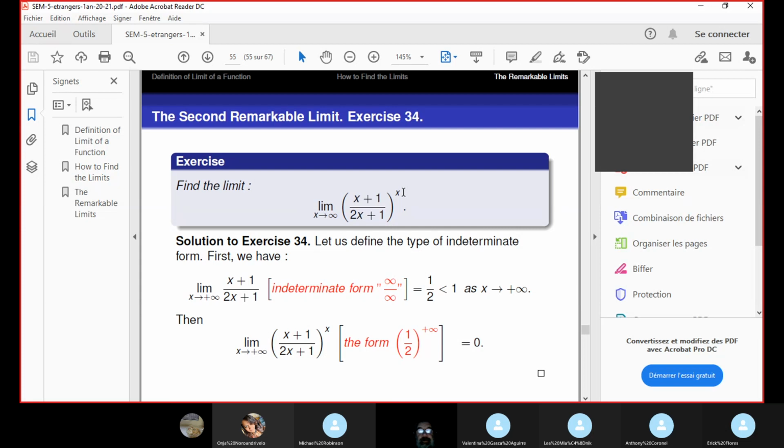So, first of all, let's try to find the limit of the fraction x plus 1 over 2x plus 1 as x goes to plus infinity. You see, it is not a very difficult exercise, and this limit will be 1 over 2. Agree? Yes, I agree. So, if it is 1 over 2, then the limit we want to find is something like 1 over 2 to the power plus infinity.